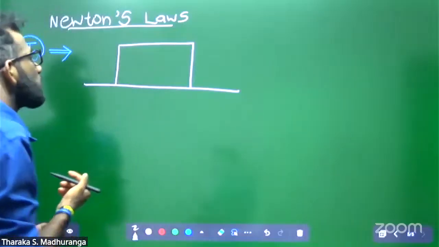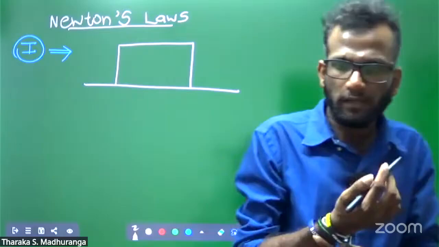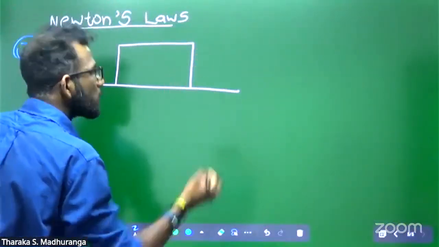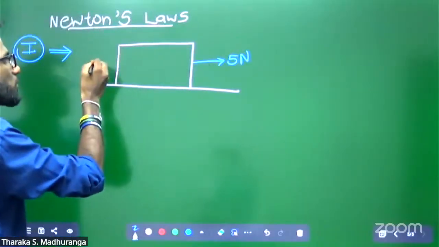The first law is: if there is no unbalanced force acting on any object. If there is no unbalanced force, it means it's like this: 5 Newton in this direction, 5 Newton in this direction.